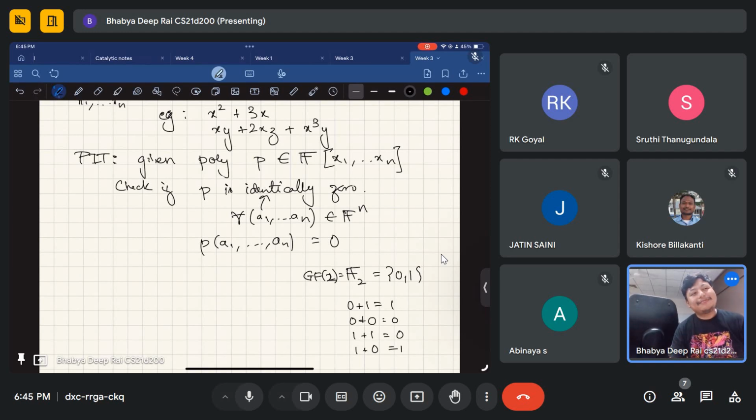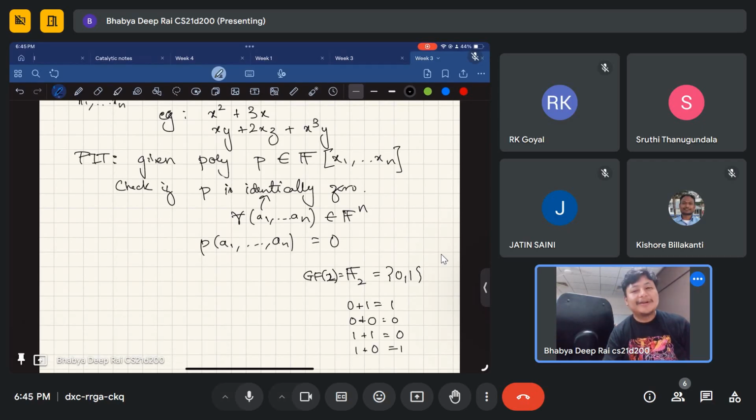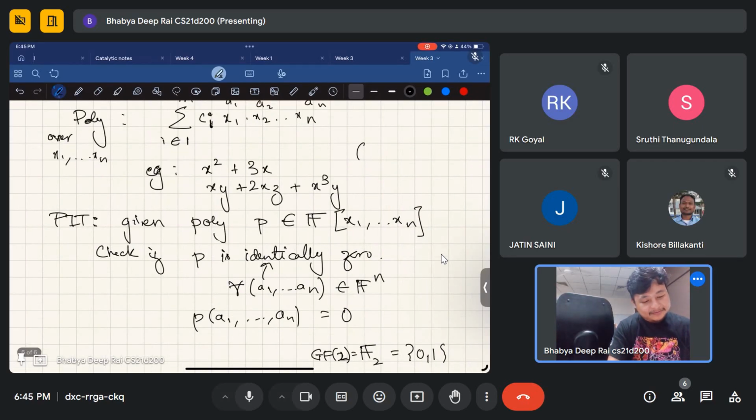Why? Because especially in PIT, it may be that a polynomial is the zero polynomial in one field, but it is not the zero polynomial in another field. That is always possible. Can I give you an example? x1 plus 1 times x1 over 0, 1. This is an example. So if this is a polynomial, is this the zero polynomial?